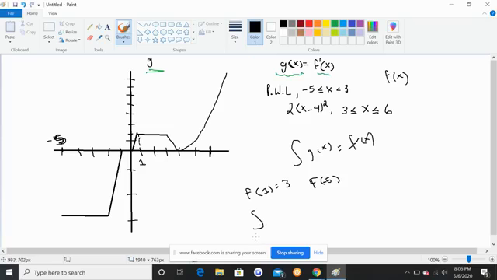So we're looking at the integral from -5 to 1 of g of x, which is going to be equal to f of 1 minus f of -5. And we already know that f of 1 is equal to 3, so let's just plug the 3 in right here, right?